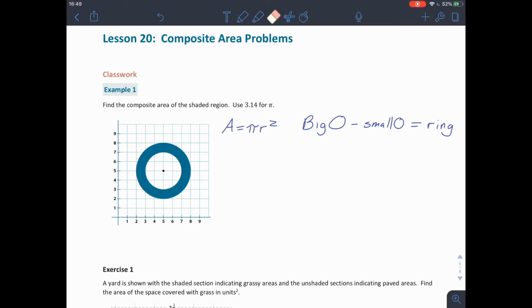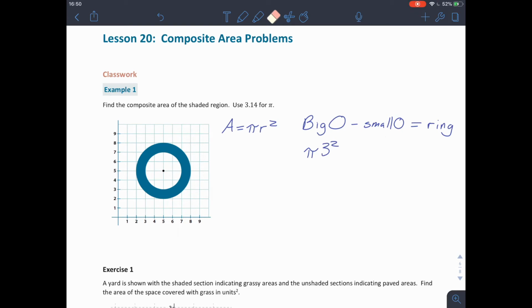But we need some radii to do that. So first, you can pause the video here to try to find the radius of your big circle and then the radius of your small circle, either by counting or by subtracting your difference. So using one of those strategies, you should have seen that the distance from the center of the circle to the outside of the ring, which would be the radius of our big circle, is 3 units.